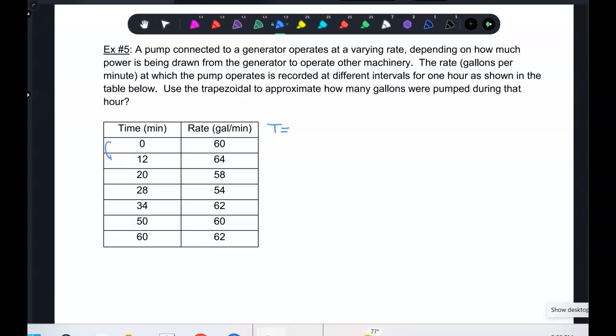So the first interval is from 0 to 12, so 12 over 2, 60 plus 64. Now, if these were nice and evenly spaced, we could just take out the h over 2, but the next one is 12 to 20, so that's going to be 8 over 2, 64 plus 58. Don't worry, I'll just have you set it up and then I'll tell you the answer. Next one is what? 8 over 2. Good. And then 6 over 2.